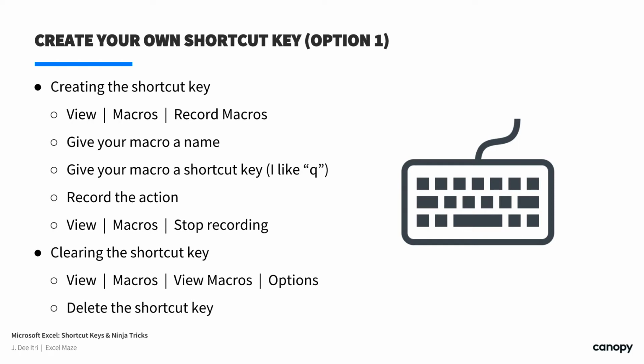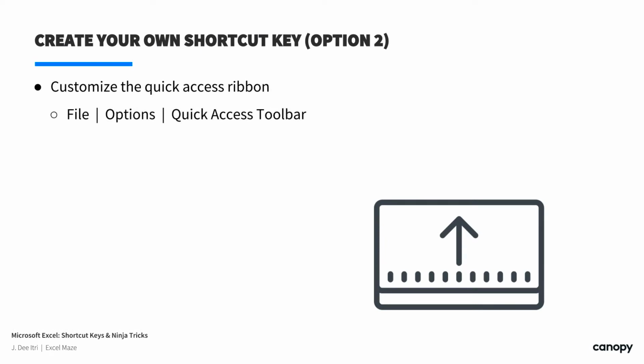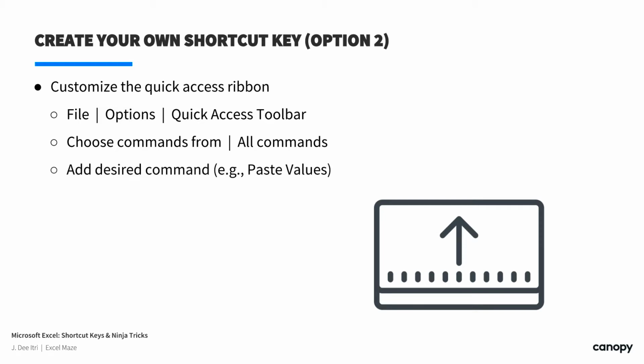Alright, for this one, you're going to customize the quick access ribbon. For this, we're going to go to File, Options, and then the Quick Access toolbar, and then choose Commands from, and then All Commands. On this one, I actually already have it built in, but I'm going to show you how you would do it.